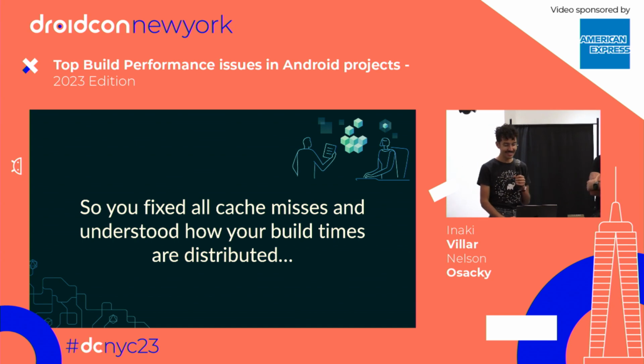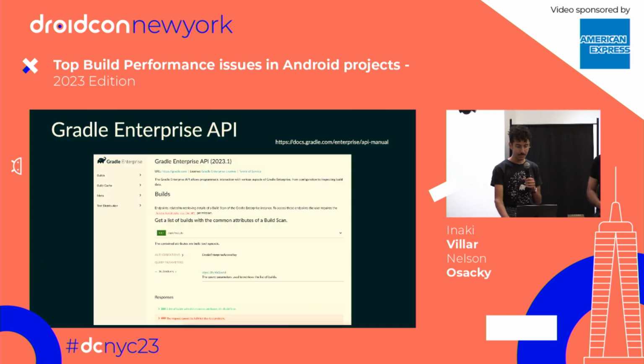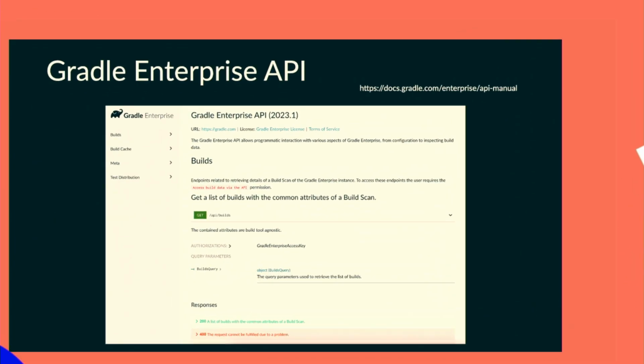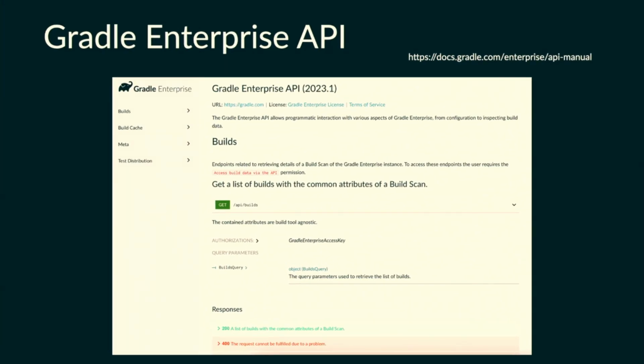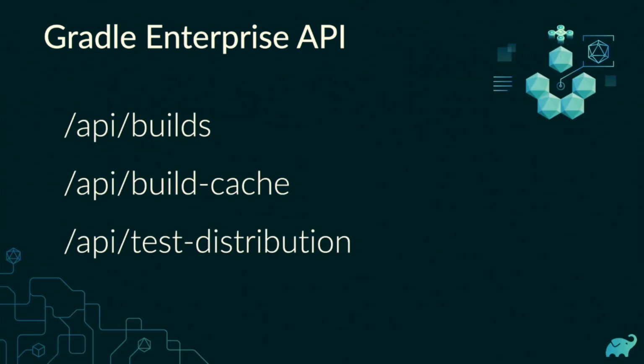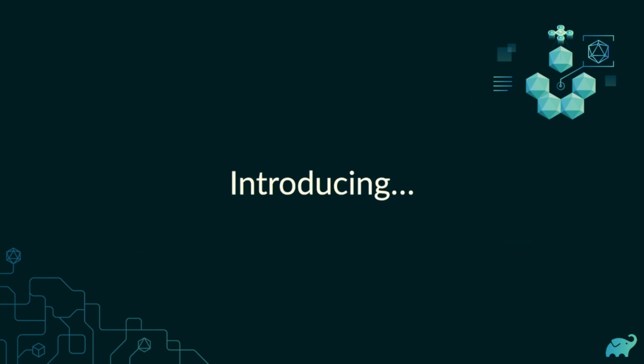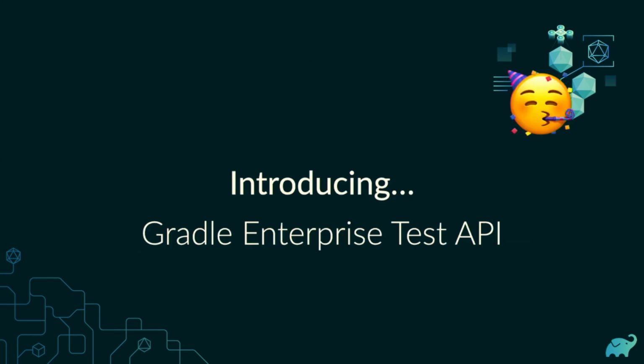And talk about how Gradle Enterprise can help you be proactive about fixing things. So we have the Gradle Enterprise API, which if you have Gradle Enterprise and you have all your builds being recorded by your Gradle Enterprise instance, you can query a bunch of different things. There's the builds API, there's the build cache API, there's the test distribution API. I'm not going to get into all the details of that. The docs are on our website. But I wanted to talk about a new API we're building called the test API. And it's in beta. It's not announced on our website, but I'm sharing it with you all here, which is super exciting.